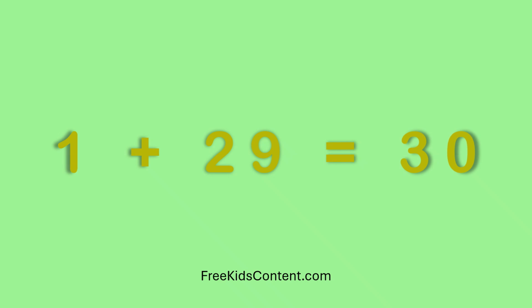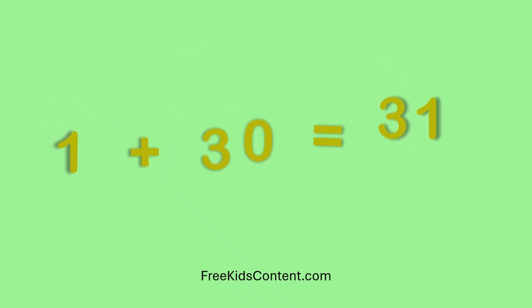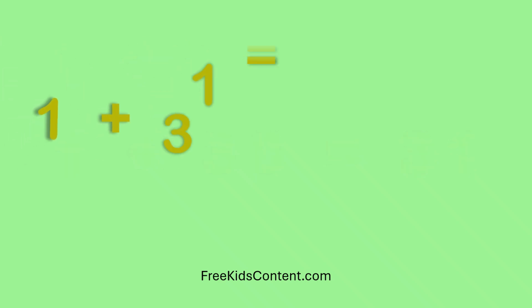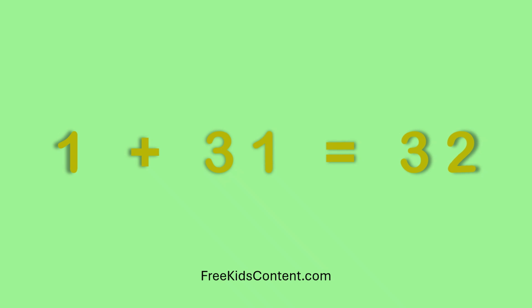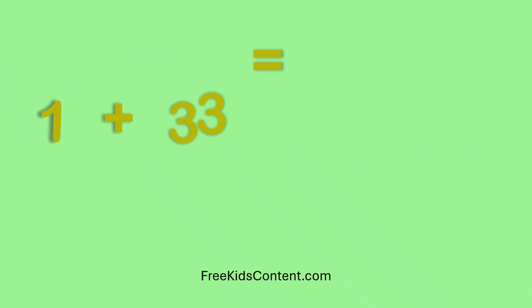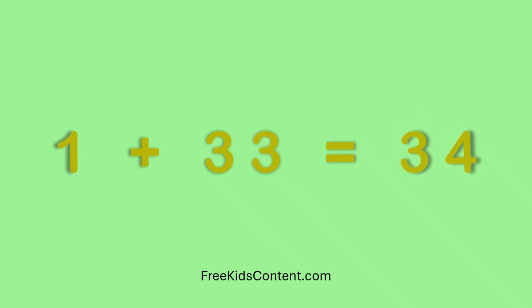1 plus 29 is equal to 30. 1 plus 30 is equal to 31. 1 plus 31 is equal to 32. 1 plus 32 is equal to 33. 1 plus 33 is equal to 34.